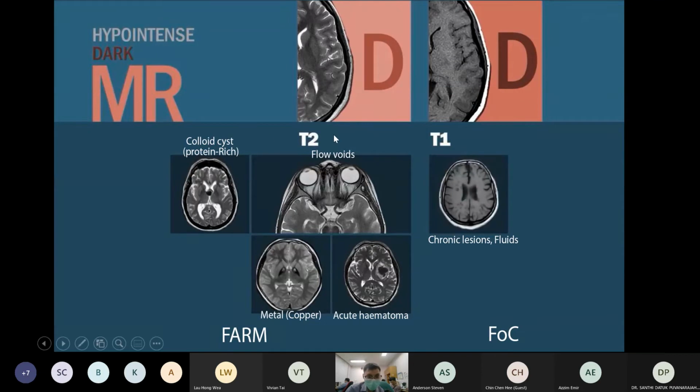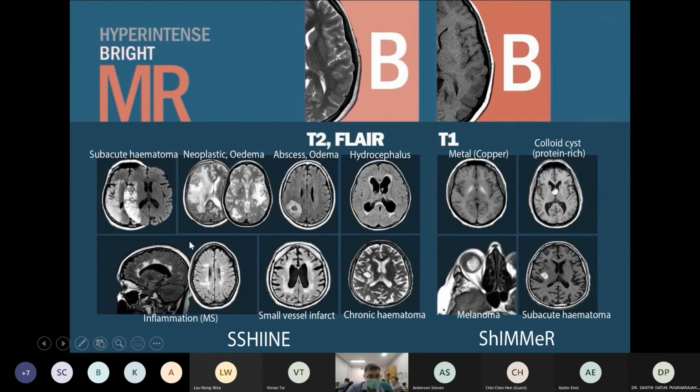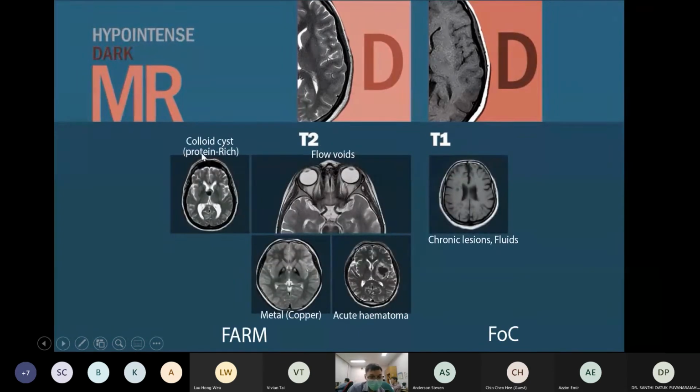Okay, and then for T2, what are the abnormal lesions that are going to appear dark under the T2? So whatever is bright in T1 is going to appear dark in T2. Similarly, those things that we have discussed in T1 are going to be dark under T2, including the choroid cyst, and then the metal as well, as you can see, and then there's an acute bleed as well, and there's a flow void. Flow void is flowing blood, and it will usually appear dark.